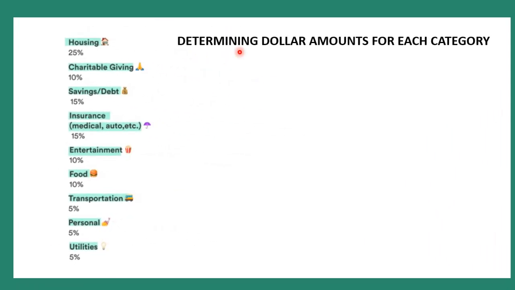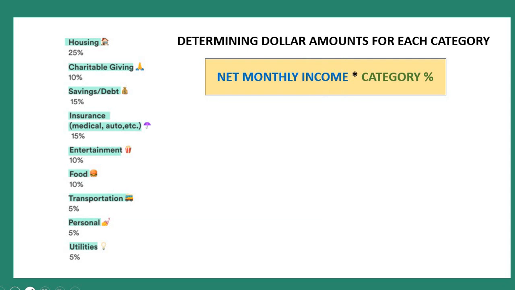And so now, if we're going to determine the dollar amounts for each category, watch this. How different is this than what we have done already? It's that net monthly income times the category percentage. But now we have more categories from which to choose.